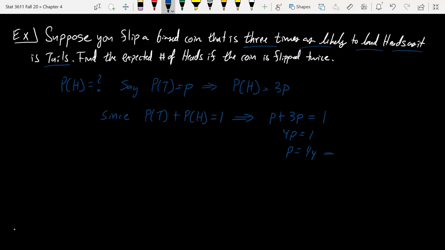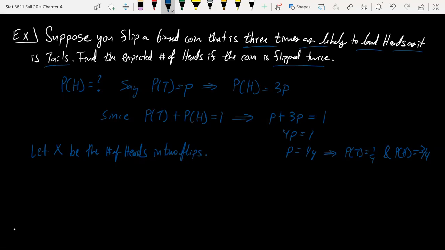So the probability of tails equals a quarter, and the probability of getting heads is 3/4. Okay, and what are we doing here? We're flipping a coin twice. This coin is going to be flipped twice. So let's let capital X count the number of heads in 2 flips. That sets up my random variable: the number of heads in 2 flips.